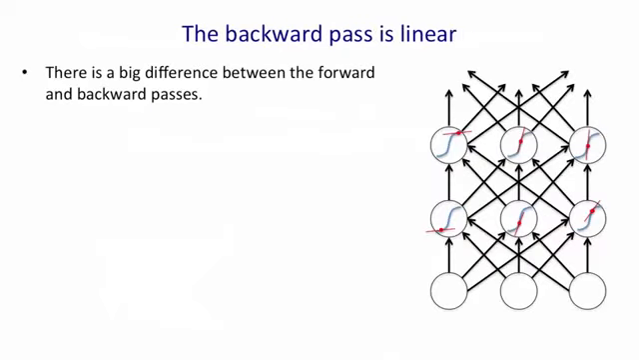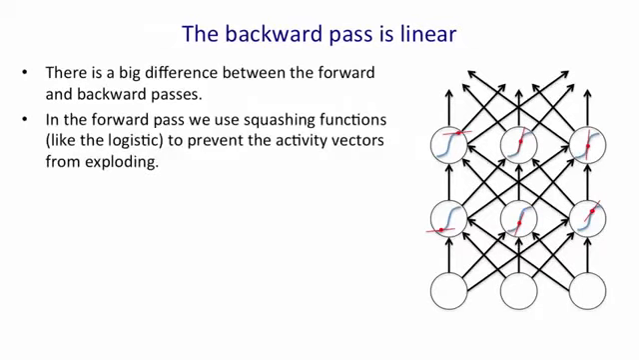To understand why it's so difficult to train recurrent neural networks, we have to understand a very important difference between the forward and backward passes in a recurrent neural net. In the forward pass, we use squashing functions like the logistic to prevent the activity vectors from exploding. So if you look at the picture on the right, each neuron is using a logistic unit shown by that blue curve, and it can't output any value greater than 1 or less than 0. So that stops explosions.